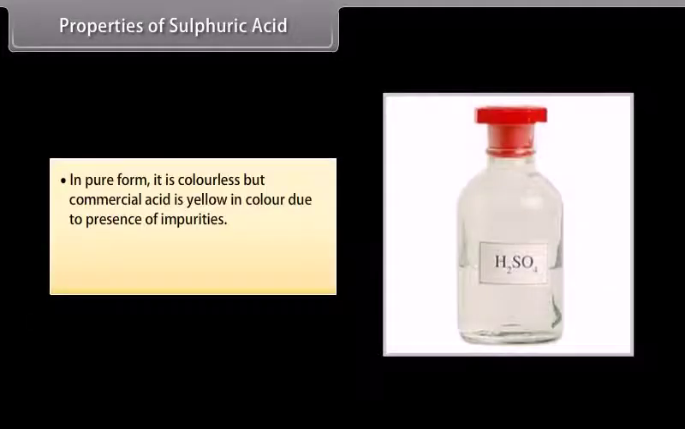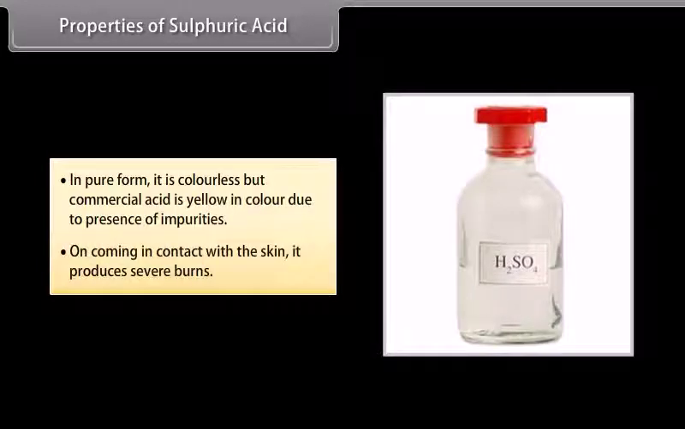Properties of sulfuric acid. In pure form, it is colorless, but commercial acid is yellow in color due to the presence of impurities. On coming in contact with the skin, it produces severe burns.